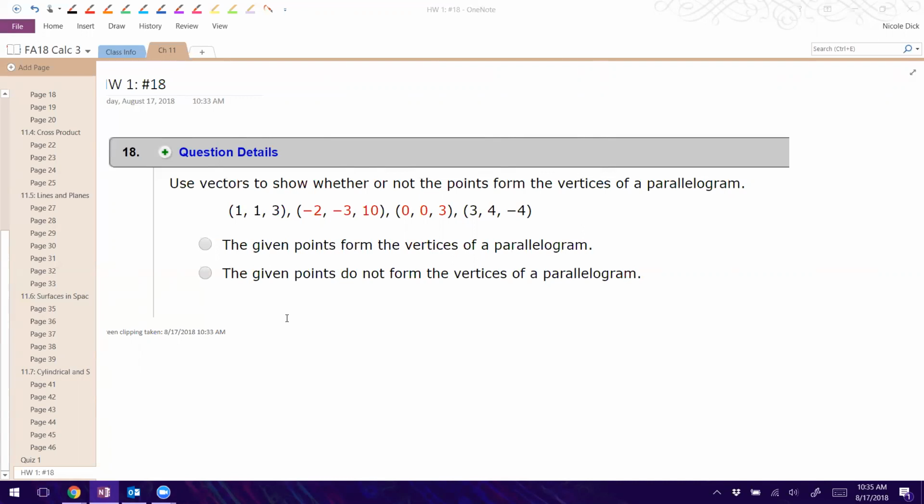Now, I still probably would go back and graph it just to see which points to start with, because looking at these 4 points, I don't even know which 2 I should try to connect there. So let's do that. Let's graph it.